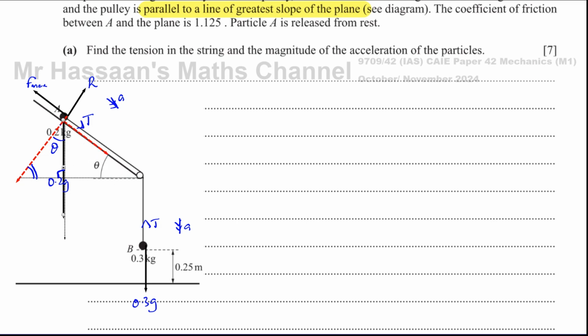Well, if we just join a little line from here to here, then we can see that in this triangle we form a little right-angled triangle here. This side is like the adjacent side, and this side is like the opposite side from that angle. So this is parallel to the plane, this is perpendicular to the plane. So that's going to be with cosine, and this side here, which is parallel to that, is going to be with sine. So this is going to be 0.2g cosine alpha, and this is going to be 0.2g times sine alpha.